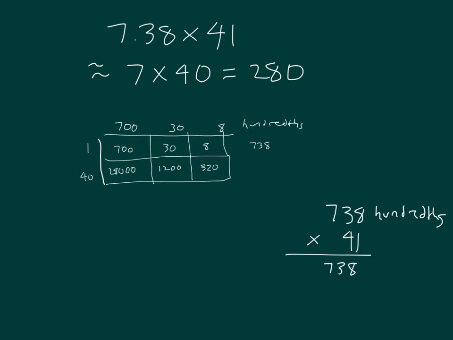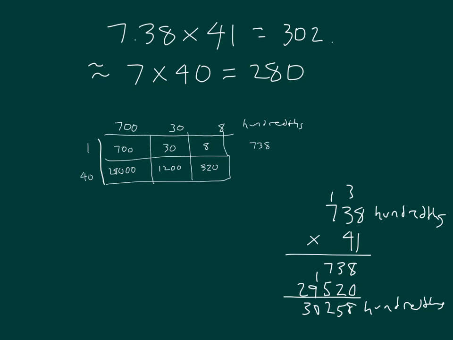1 times 738, and then place a 0 for the 4. 4 times 8 is 32. 2, regroup a 3. 4 times 3 is 12, plus 3 is 15. 5, regroup a 1. 4 times 7 is 28, plus 1 is 29. 30,258 hundredths, which does equal 302.58. So my standard algorithm matches my area model.